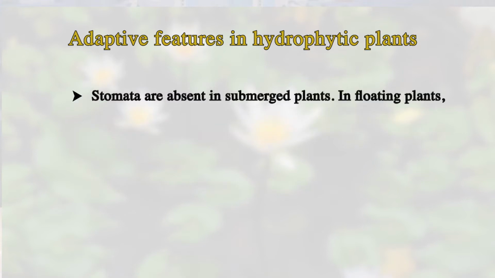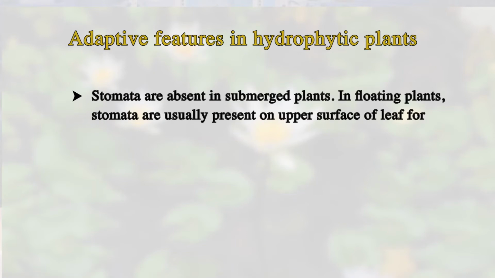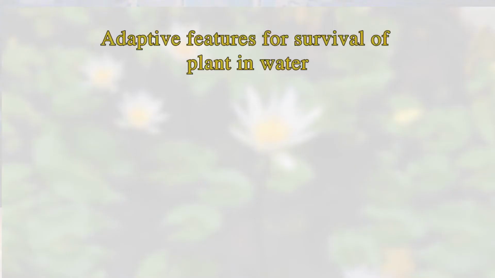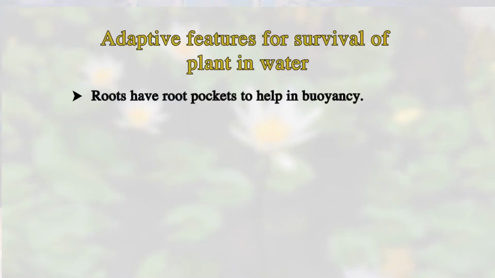Stomata are absent in submerged plants, and in floating plants, stomata are usually present on the upper surface of the leaf for exchange of gases. Stem is very delicate and usually green in color. While observing slides or diagrams of TS of leaf, you will see the following adaptive features meant for survival of plants in water. Roots have root pockets to help in buoyancy.